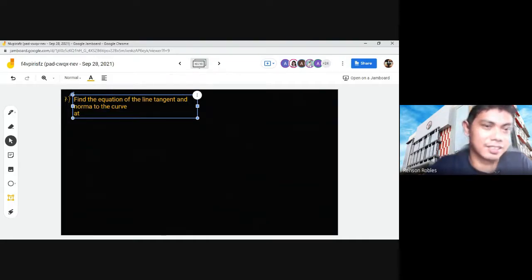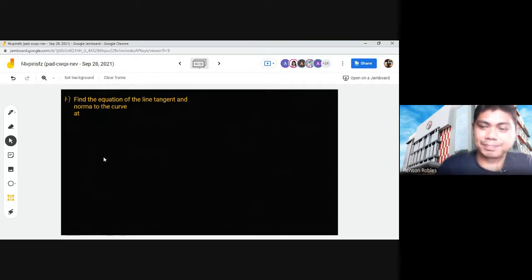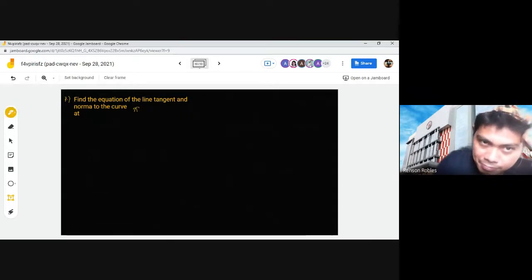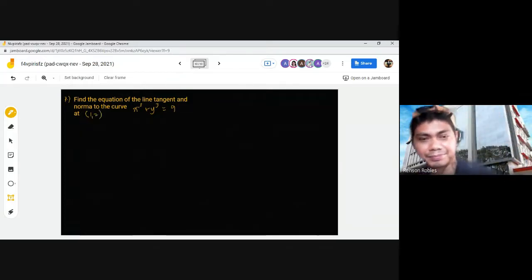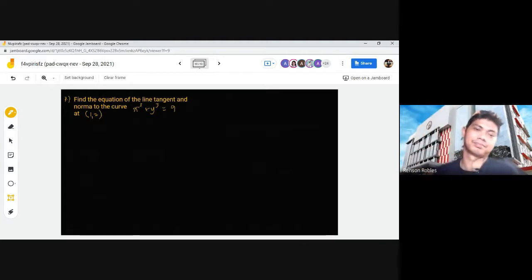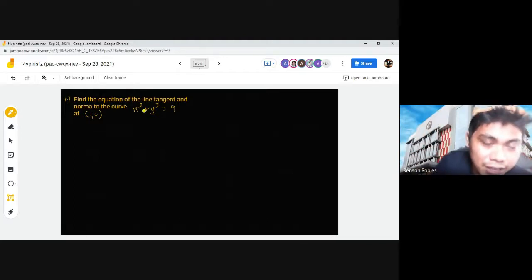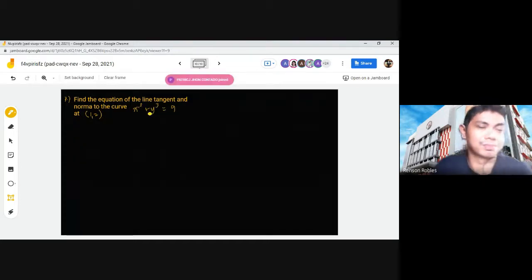Sige, this is the curve: x cubed plus y cubed equals 9 at (1, 2). So that's the point of tangency. Yeah, okay. So we have the function x cubed plus y cubed equals 9. Tama ba? And x is 1. All right, okay, that's (1, 2).